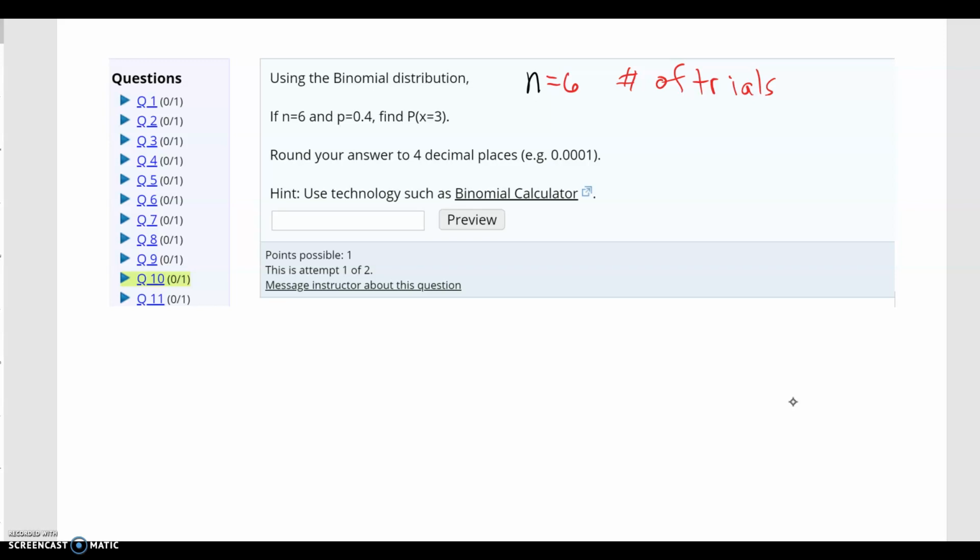All right, this p equals 0.4 is the probability of success. And finally, this number right here is what we want to happen exactly. So that's my exact. All right, so let's take a look then at the calculator itself. And we need 4 decimal places. Let's take a look at the calculator.